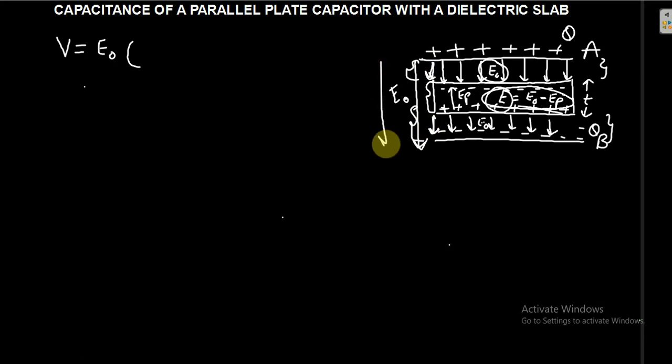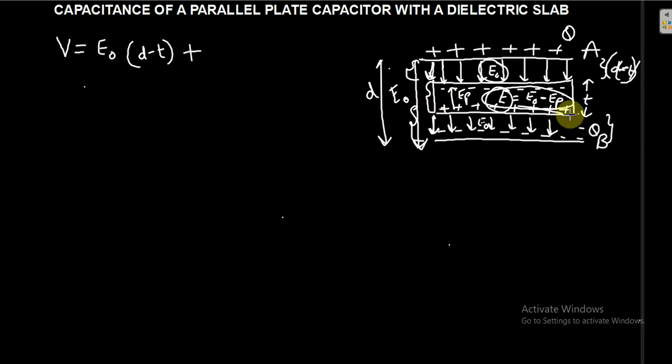The overall length, the distance between two plates, is D. So this one is D and this one is T. The sum of this distance and this one is D minus T. This is D minus T. So we will write here the distance is D minus T. D minus T is the length through which the E0 field is spread.